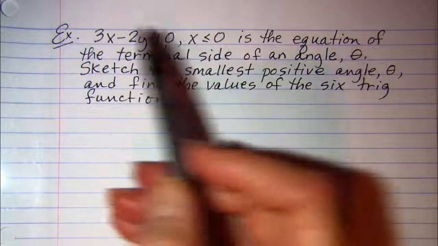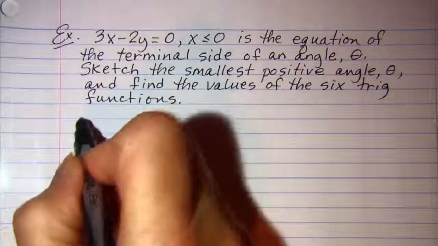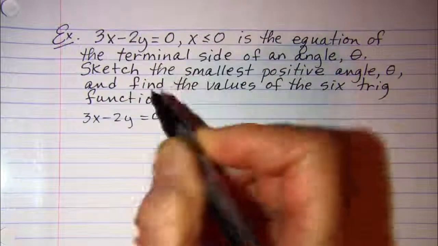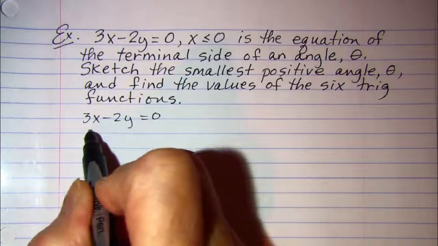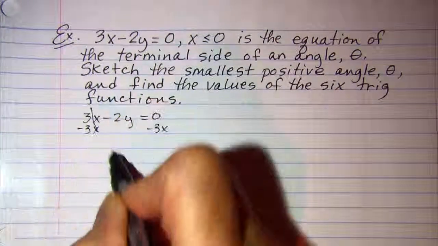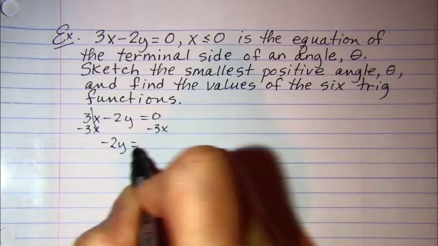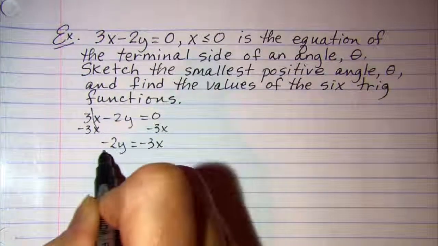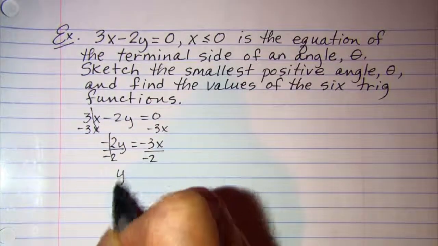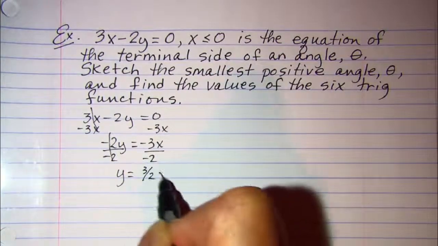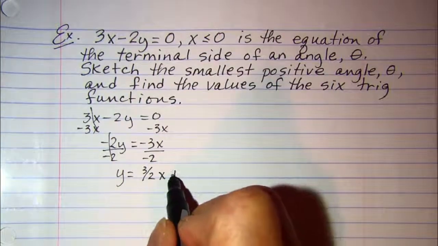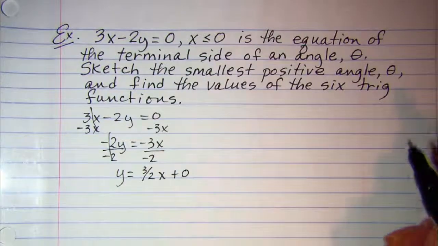Okay. First of all, let's look at our equation. We have 3x minus 2y equals 0. Let's subtract 3x from both sides. So negative 2y equals negative 3x. And then divide both sides by negative 2. So y is equal to 3 halves x. So this is the equation of our terminal side. We can put plus 0 on the end here if we like.